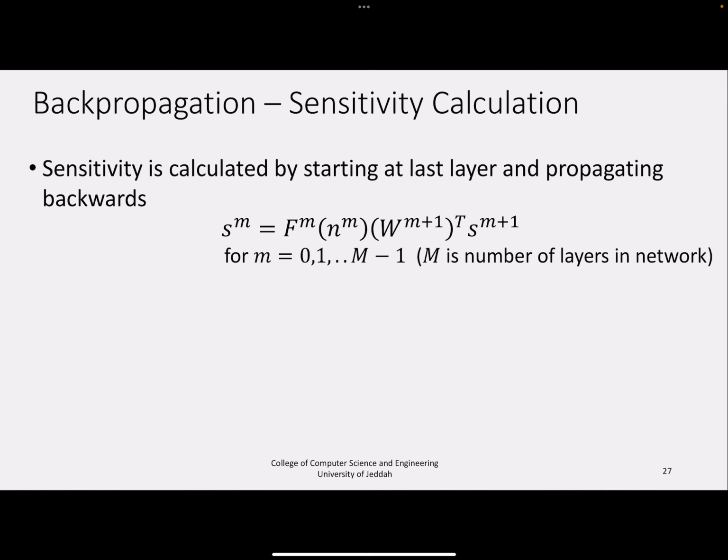Now I'm not going to get into where this comes from because this is part of what we're not doing in this section. That would be part of the derivation of the backpropagation algorithm. So this, you have to take my word for, is how you compute sensitivity for layer number m.